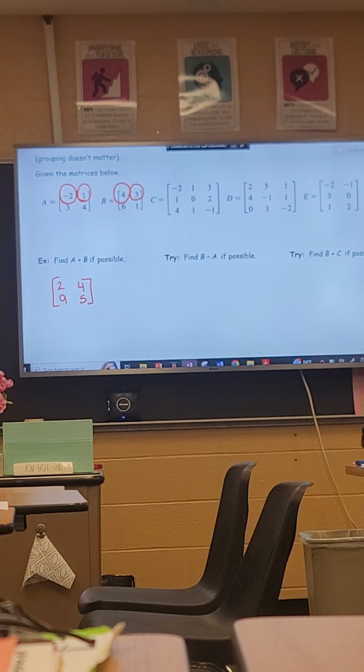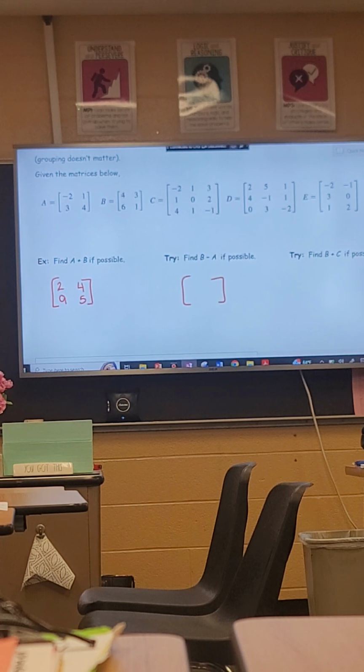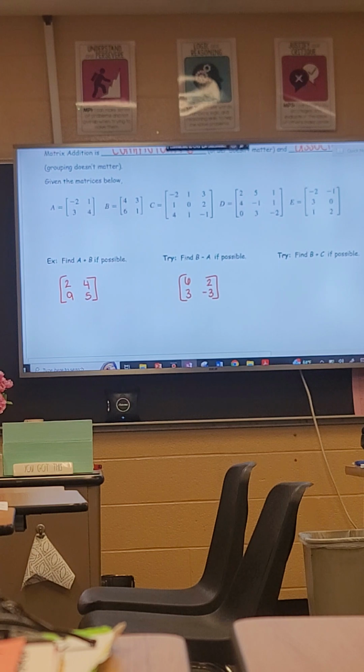Okay, so now we're gonna go B minus A. So we're gonna have 2 by 2. B minus A. So we got 4 minus -2. 6. Let's go top right. So we got 3 minus 1. 2. Bottom left, we have 6 minus 3. And bottom right, we got 1 minus 4. -3. Cool? Easy, okay?